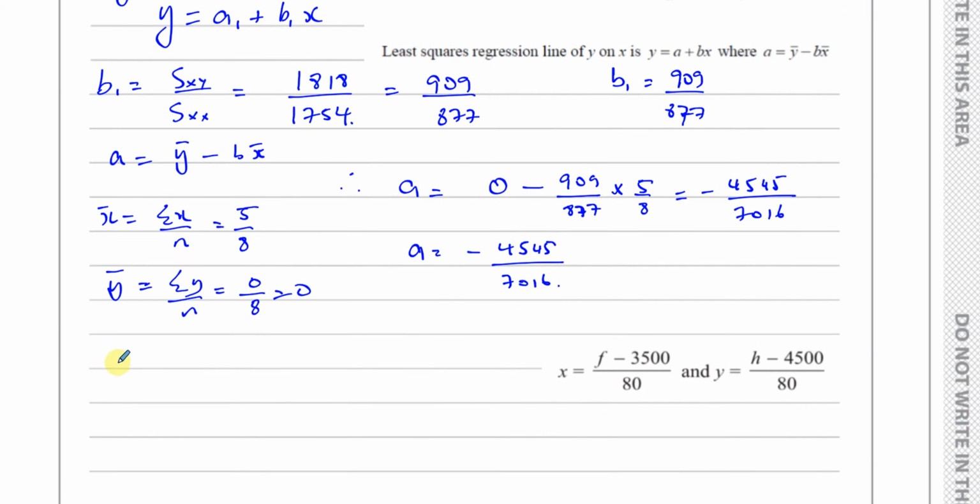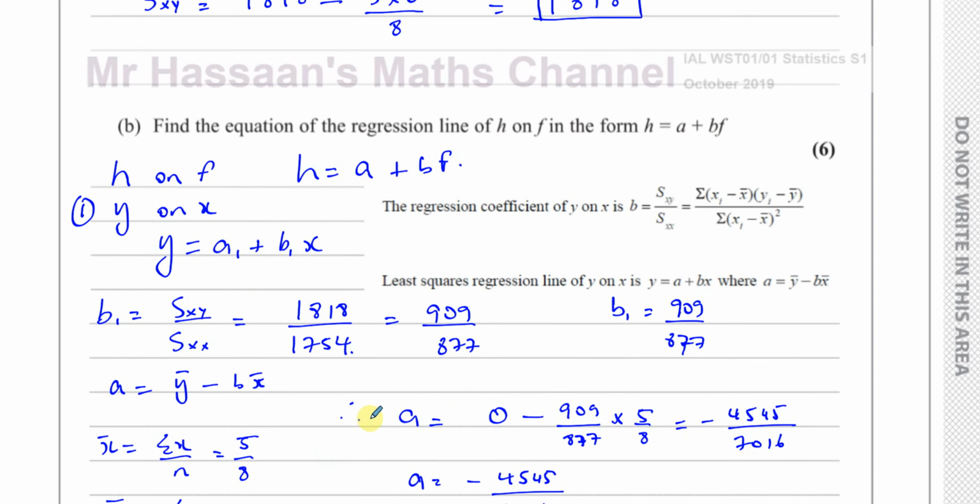So Y is equal to A, which is negative 4545 divided by 7,016, plus B, which is 909 over 877, times x. That's the regression line of y on x. So now I want to find the regression line of h on f.